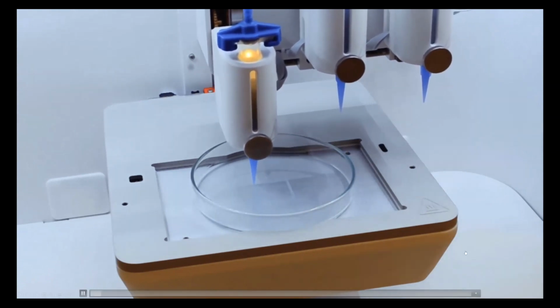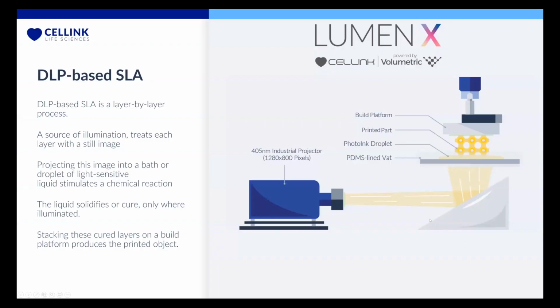And it's starting over. There we go. The Luminex is a DLP-based bioprinter developed in partnership with Houston's own Volumetric Biotechnologies. A light source, in this case a visible light projector, shines a sequence of images like a movie into a droplet of light-sensitive liquid that, wherever the light touches, solidifies. Stacking these cured images results in the printed part.